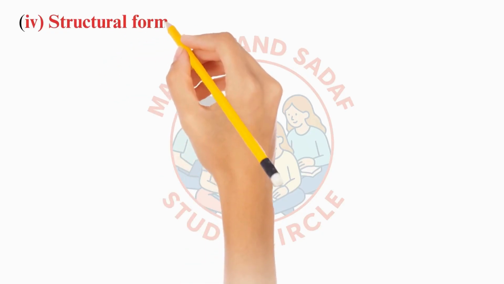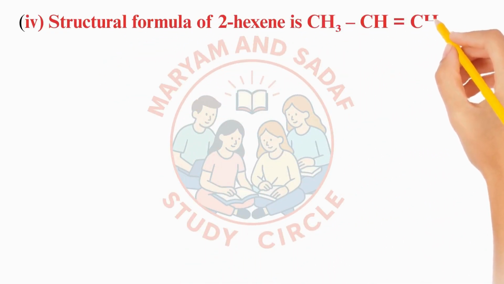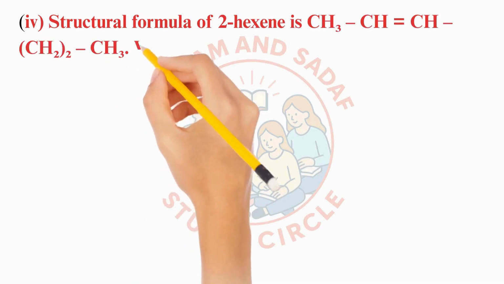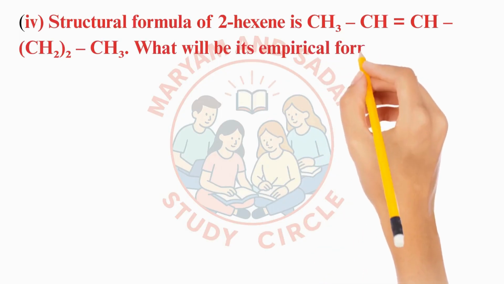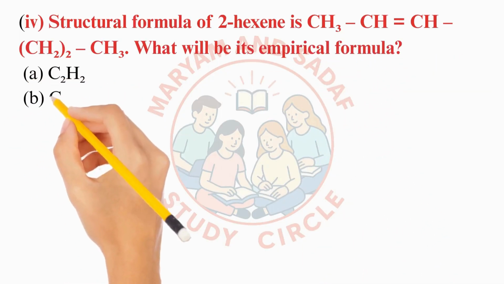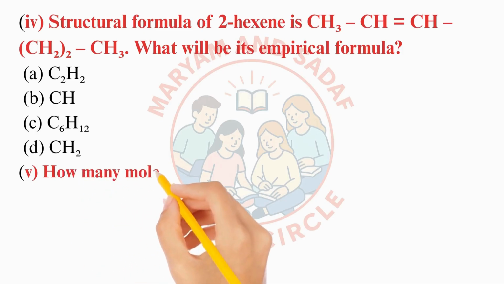Structural formula of 2-hexene is CH3-CH=CH-CH2-CH2-CH3. What will be its empirical formula? A. C2H2. B. CH. C. C6H12. D. CH2.